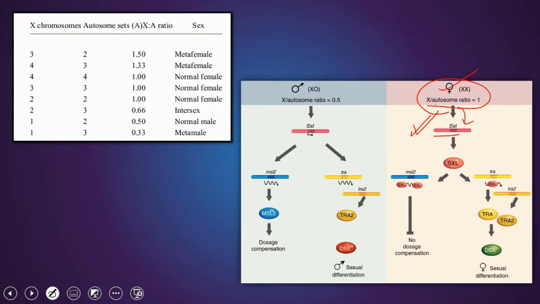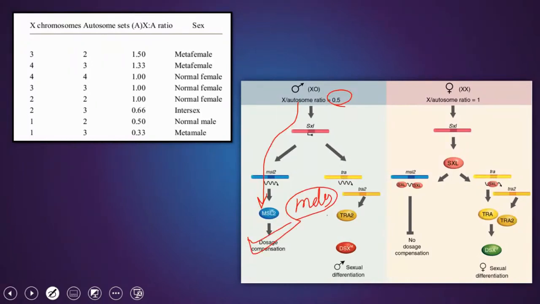And in females, the presence of this SXL gene product prevents the translation of the MSL. So as a result, if there is a female pathway, then there is no dosage compensation, because this SXL is preventing the translation of MSL message and assembly also. But that is not stopped in case of males, where the ratio is 0.5. As a result, there will be dosage compensation in case of males. Okay?